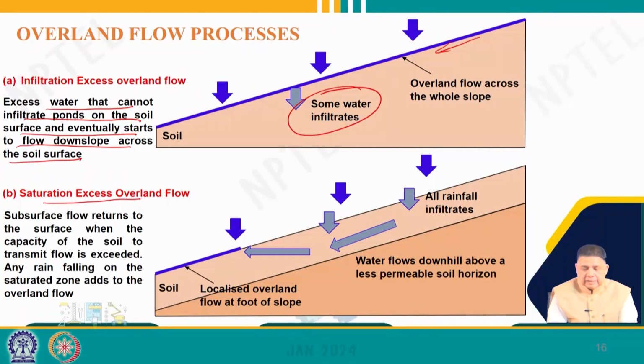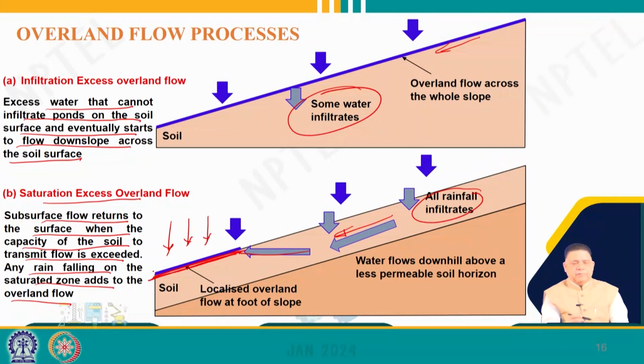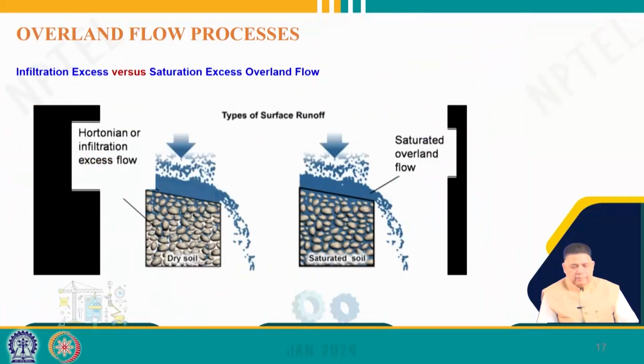Whereas the saturation excess overland flow case is shown here, where subsurface flow returns to the surface when the capacity of the soil to transmit flow is exceeded. Any rain falling on the saturated zone adds to the overland flow. So, here also rainfall infiltration is taking place, but because of the soil characteristics there is a flow parallel to the ground surface and then this flow is reappearing and this part of the land surface is getting saturated. So, if any precipitation occurs on this surface, that gets translated into saturation excess overland flow.